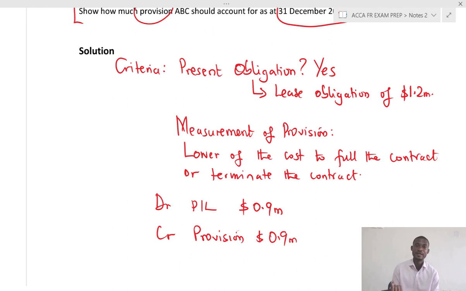So in the disclosures, they would have to disclose the details of this contract and the course of action taken, and how they have gone in accordance with the standard IAS 37.